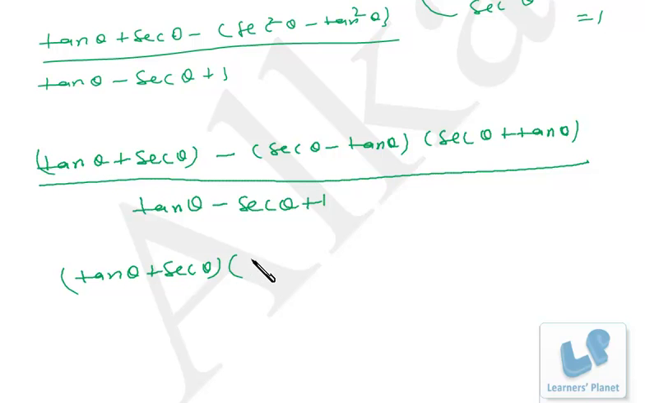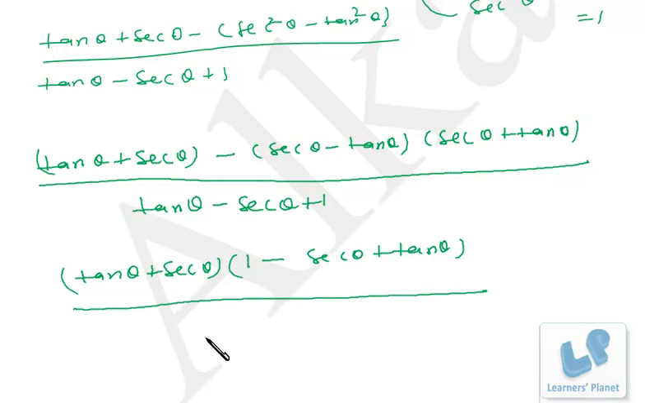Inside the bracket this is 1 minus sec theta plus tan theta, right? Since there is a negative sign outside the bracket, the sign of the terms will be changed. So it will be 1 minus sec theta plus tan theta, and in the denominator we have tan theta minus sec theta plus 1. Now just compare these two terms, both of them are the same, so we can cancel them. So we are left with tan theta plus sec theta.